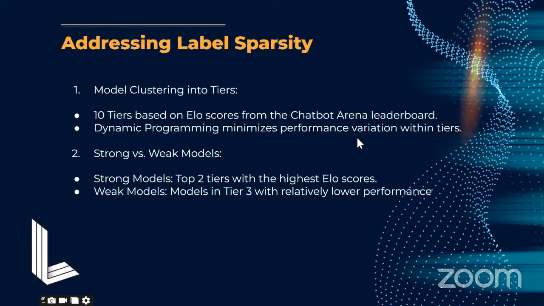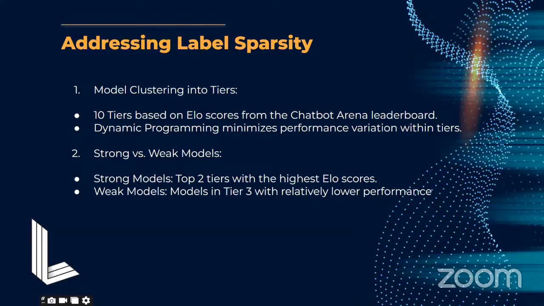There are 4 steps for addressing it. First, clustering models into tiers. To reduce label sparsity, the authors cluster the models into different tiers based on the ELO ratings, just like how the skills of a player in a game of chess are rated with ELO.